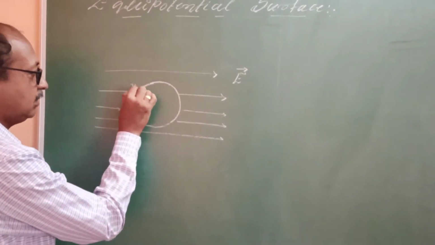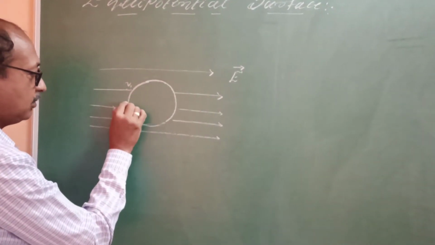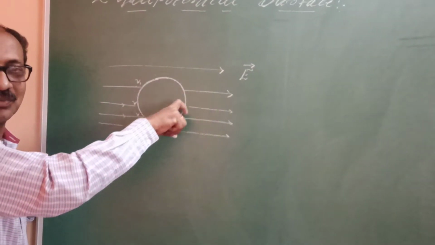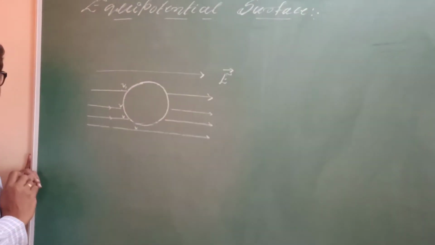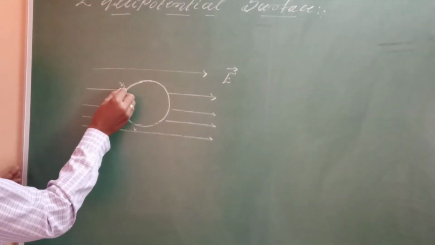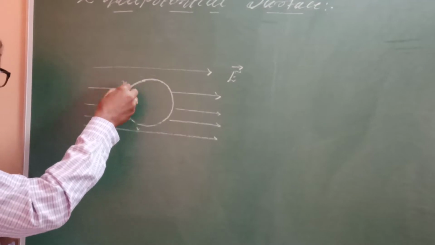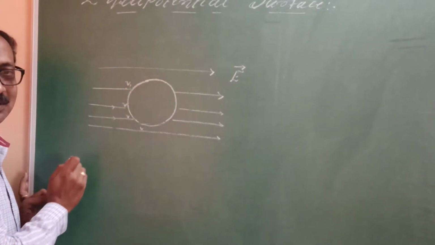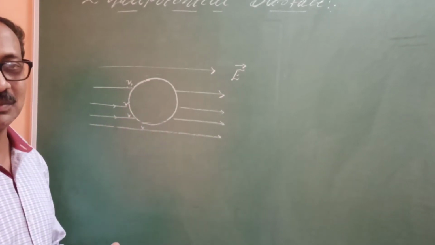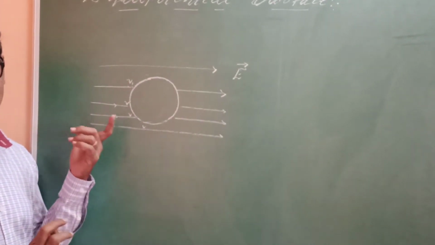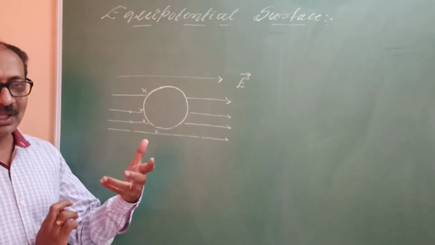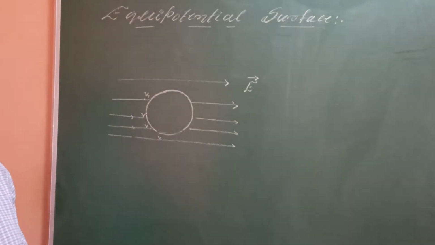Therefore, this is all potential V. This electric field and the surface are perpendicular to each other. So the earth also behaves as an equipotential surface. Now these are the examples for the equipotential surface.